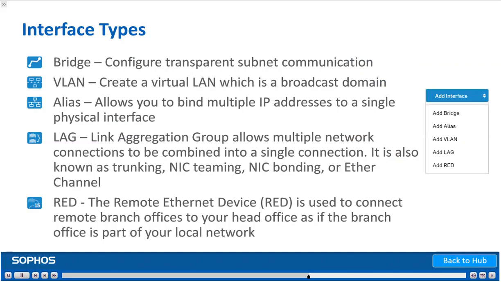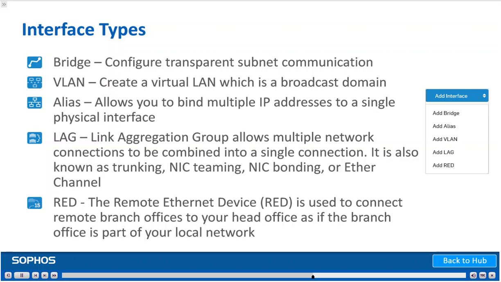The XG Firewall supports a number of different interface types besides the onboard physical interfaces. These include bridge, VLAN, alias, LAG, and RED interfaces. A bridge interface allows for the merging of two or more interfaces into a transparent Layer 2 or Layer 3 bridge to allow for seamless communication between interfaces.